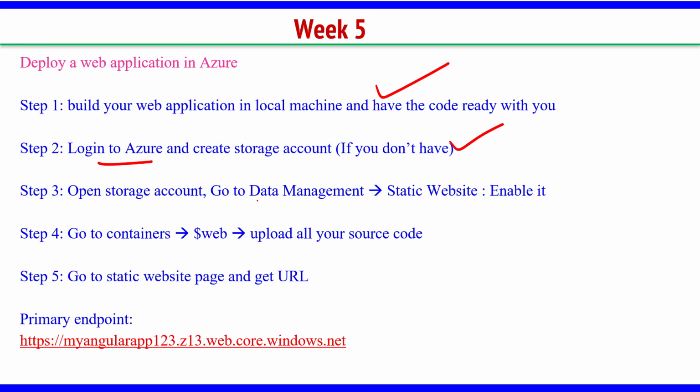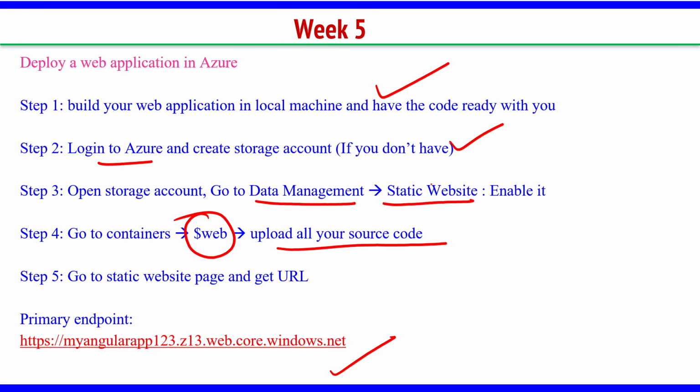Open the storage account, go to data management, and then there is one checkbox again, static website. You have to enable it. Once you enable this, a container will be created automatically in that storage account, named $web. Then in this container, you upload all your source code. Once you upload all your source code, you can go back to the static website page and get the URL, something like this. This URL again you can share with your friends, and you should be able to access that website publicly.